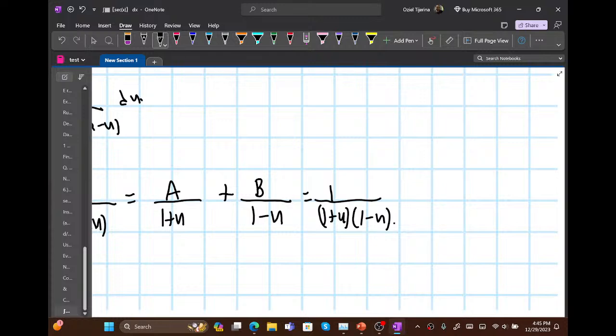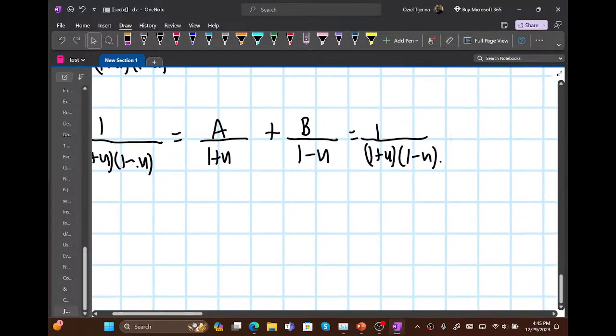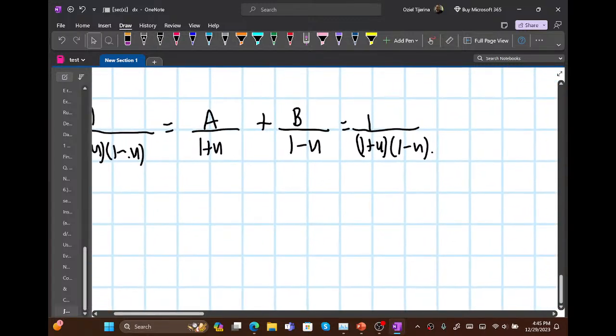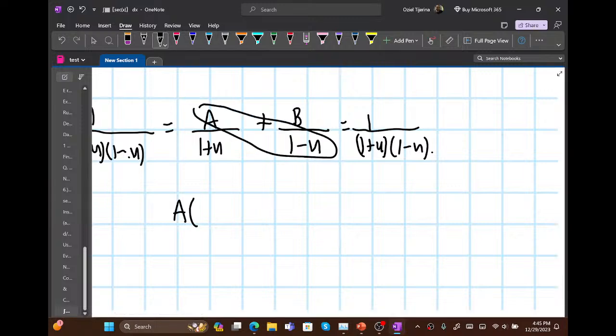I mean, I can do it by systems of equations. Let me just see for a second. Hold on. A times, so we're going to really cross multiply here. A times 1 minus u plus b times 1 plus u is equal to 1.